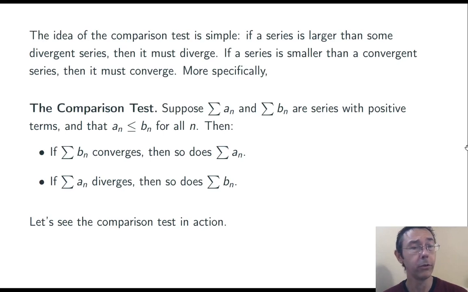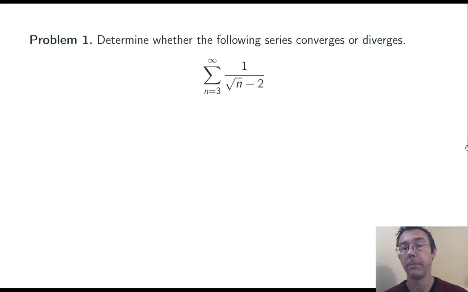So let's do a few examples. Problem 1. Does this series converge or diverge? Sum from n equals 3 to infinity, 1 over the square root of n minus 2. So I started at n equals 3 here. Remember that when we're testing convergence and divergence, the starting point doesn't matter.